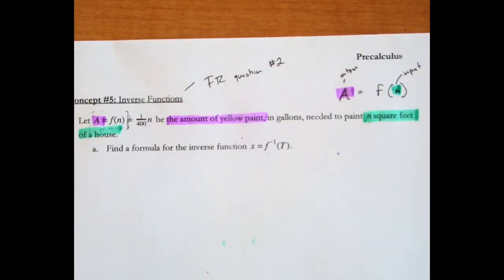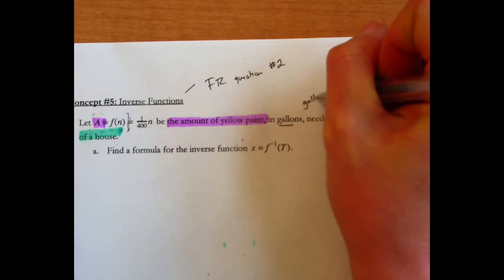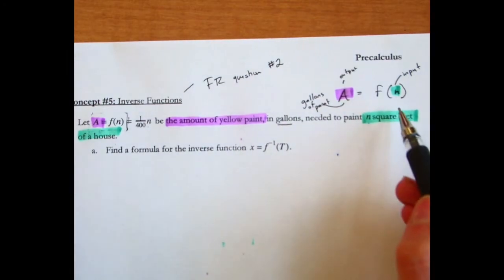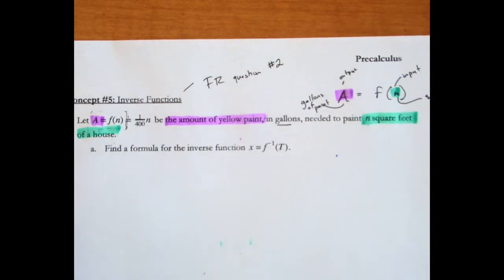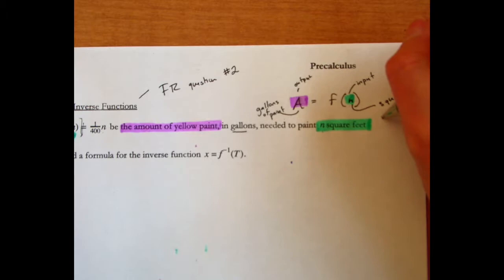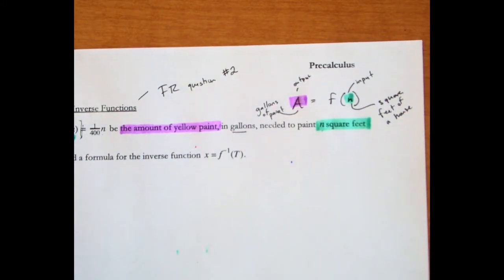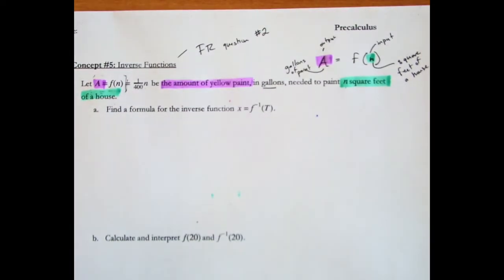So the units of our output, the units of A, is going to be gallons of paint specifically, and the units for n is going to be square feet, like the amount of square feet that you can paint given a certain number of gallons of paint. Okay, so we're going to come back to that later. For now, for part A, we're going to find a formula for the inverse function.